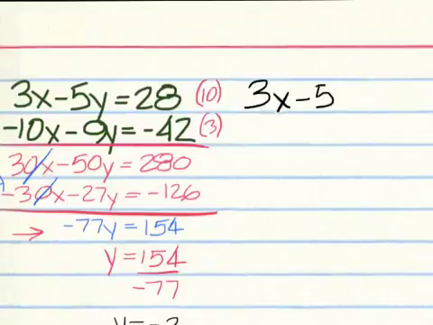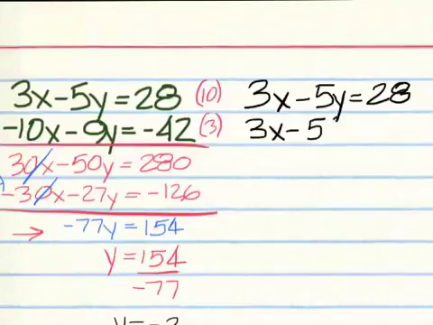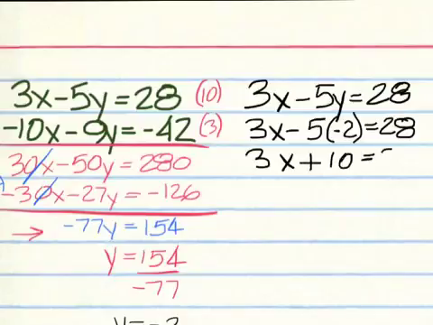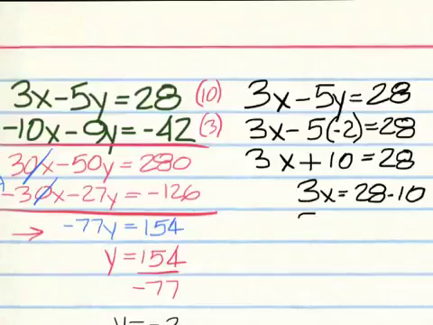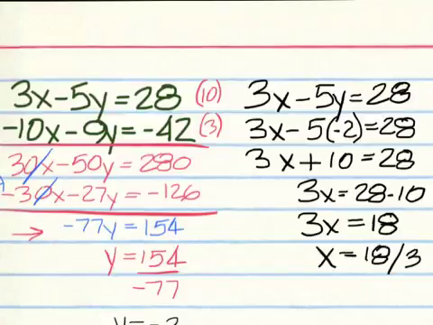And if we put in a negative 2 for y, we'll go back and simplify to get 3x plus 10 equals 28, and then move the 10 to the right and make it minus. 28 minus 10 is 18, and divide 18 by 3 to get an answer of 6. So it's 6, negative 2.